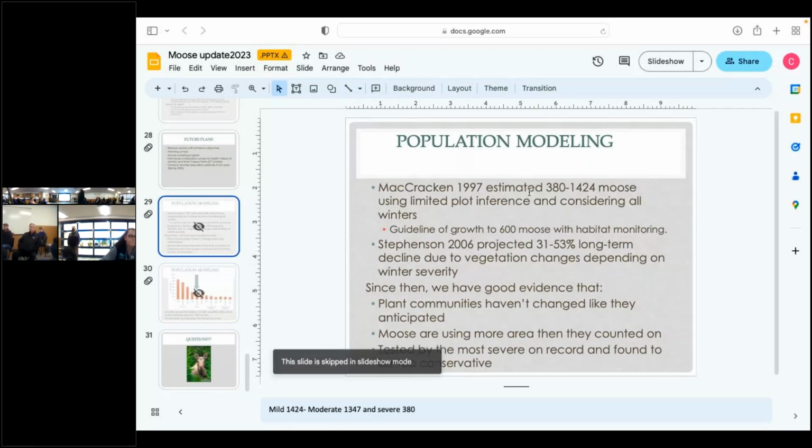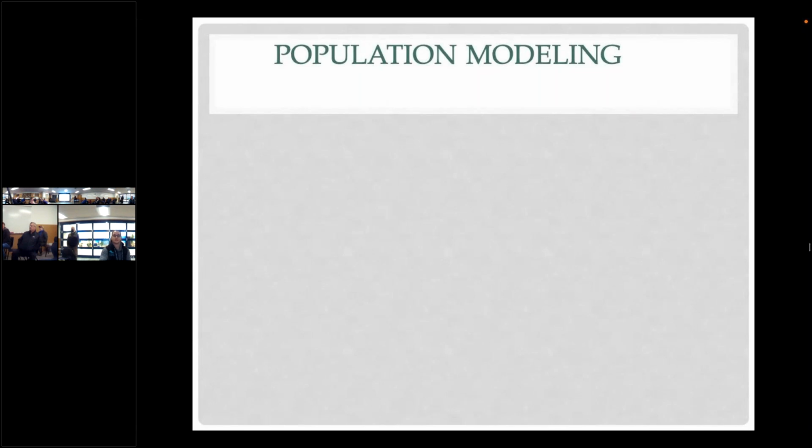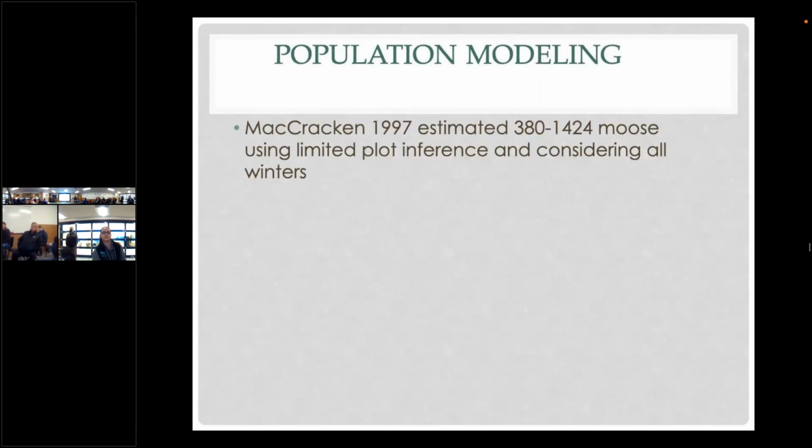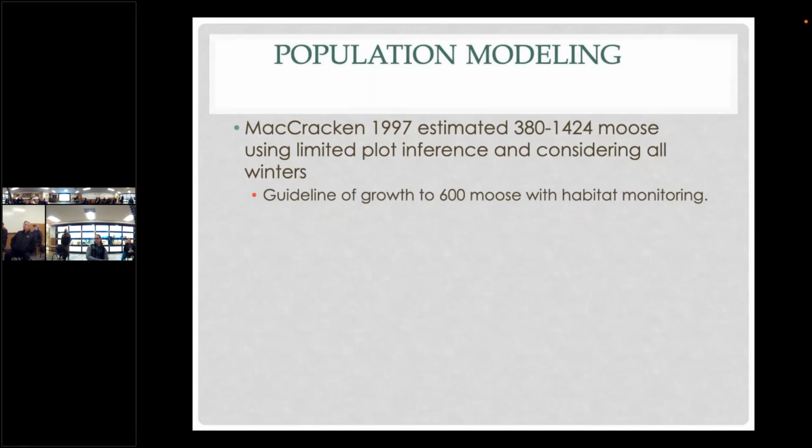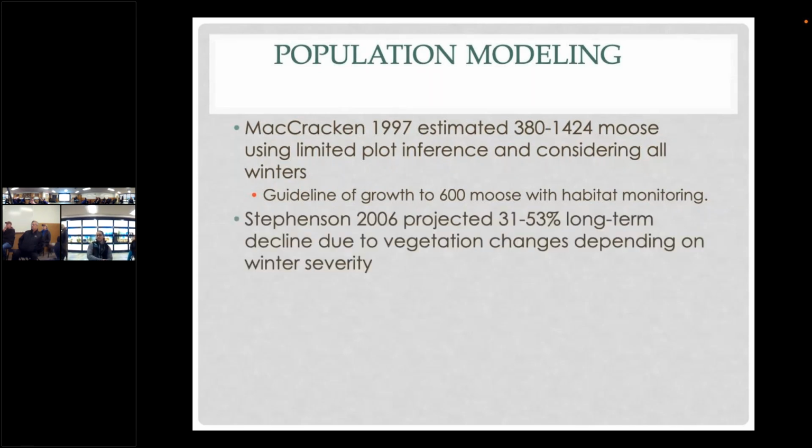Yeah. Okay, so 1997 is when McCracken estimated the carrying capacity, and he said, well, it's probably somewhere between 380 moose and 1,424. And so people are like, well, what do I do with that? And I actually found the correspondence between the biologist at the time, who I think was Roy Allen, and him, and he said, well, shoot for 600. Well, that wasn't what they did in the meantime, but he said, go for a guideline of growth, 600 moose, and then monitor your habitat and see where you're at.